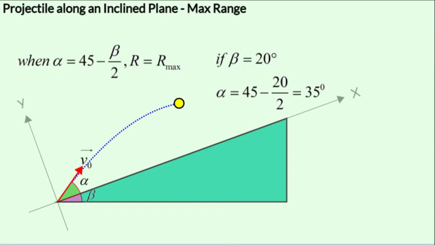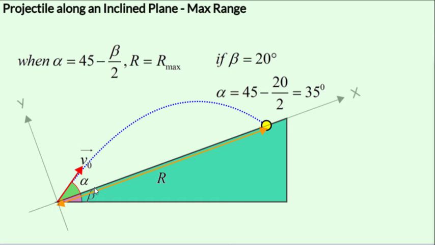Without going through the proof at this point, it turns out that we reach the maximum range when the launch angle alpha is 45 minus beta over 2. Just as an example, if the angle of inclination beta is 20 degrees, then when the launch angle alpha is 45 minus 20 over 2, which is 35, we get the maximum range. We get this maximum range R when the angle of launch alpha is 35 degrees.